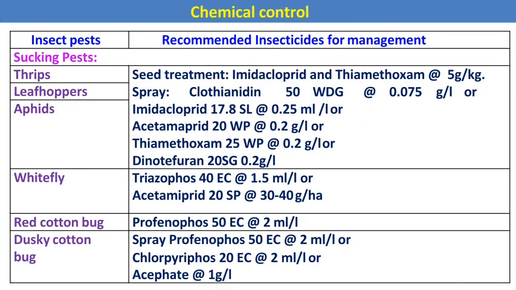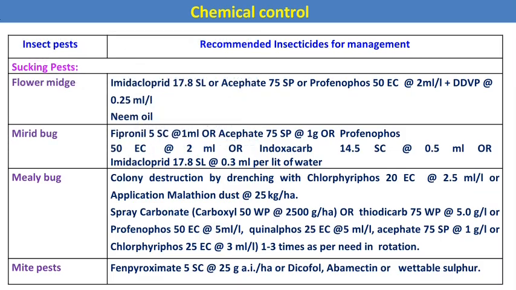Then these are some of the recommended insecticides against each and every pest of cotton. This recommendation is given by the CIB and RC. CIB is the Central Insecticide Board and Registration Committee. These are the recommended chemicals against the different insects in cotton. Here are also the recommended insecticides which are available in the market with different trade names. We can use all these chemicals against the different insect pests in cotton.